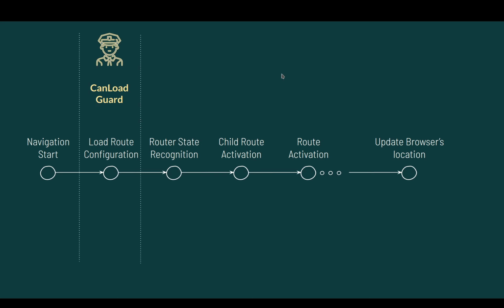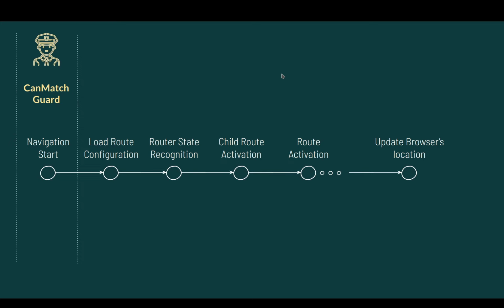As you can see now, the CanLoad guard runs very early in the flow, and this is the reason why we cannot use the CanActivate guard to prevent loading a lazy module. The CanActivate runs later and the loading of the lazy module happens earlier. So with the CanLoad guard, we can prevent loading a lazy load module.